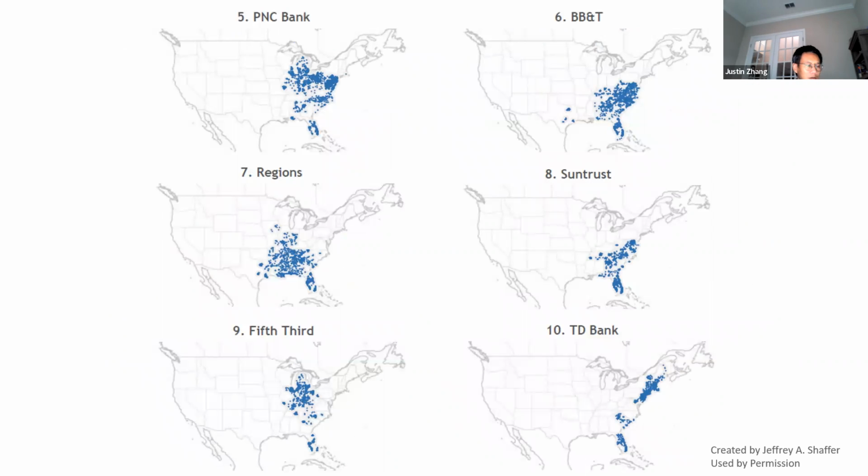When we drop to number 5 to 10, we can really see the differences in the data. We're still in the top 10 banks in the US, and they are all very different. Regions Bank is very heavy in the south, while TD Bank is on the east coast. Fifth Third is heavy in the Midwest, with headquarters in Cincinnati, Ohio.